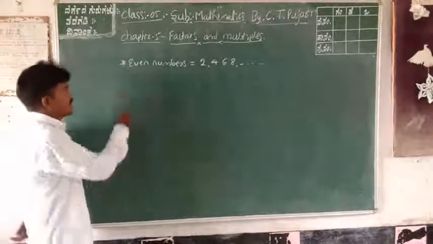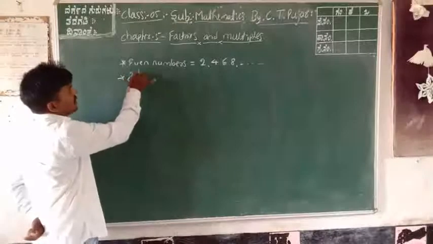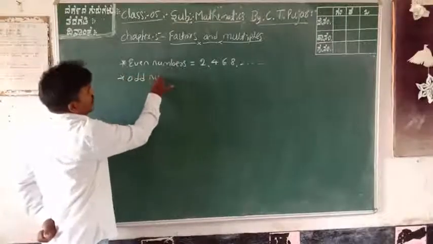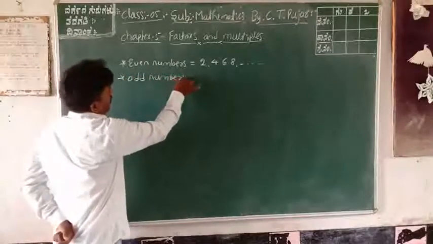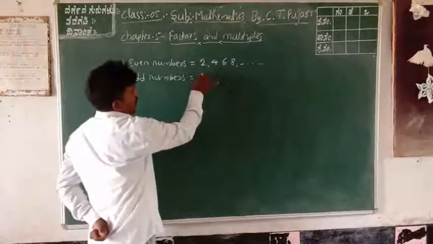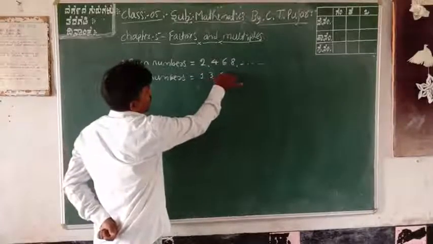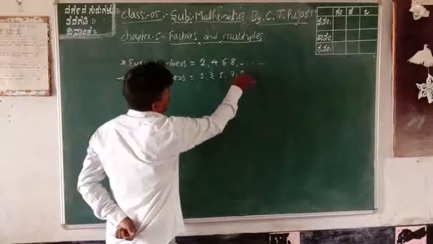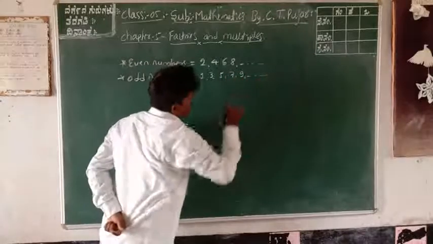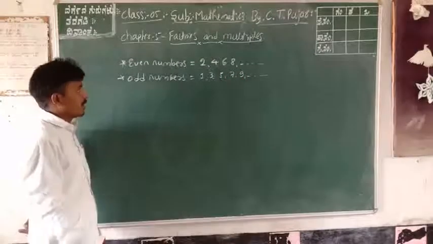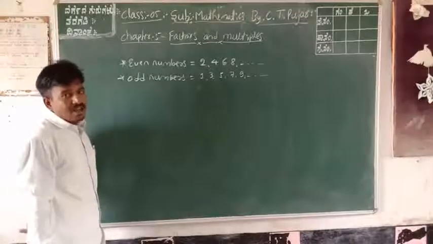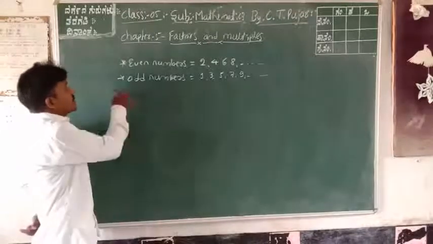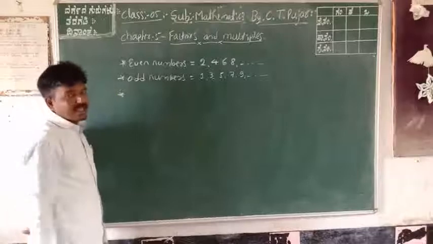That is the basic concept. Next one is odd numbers. Odd numbers are 1, 3, 5, 7, 9, and so on. These all are odd numbers. Next you know about the prime numbers. What are the prime numbers?